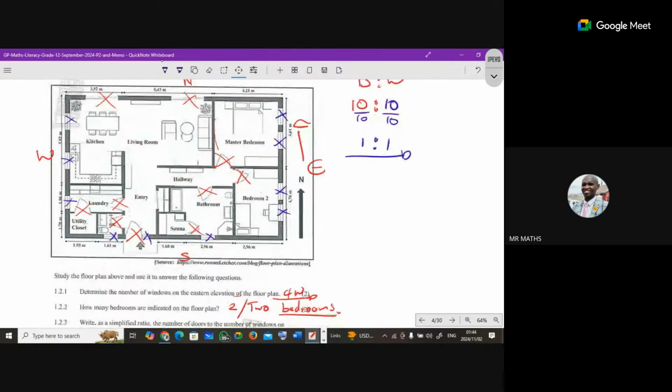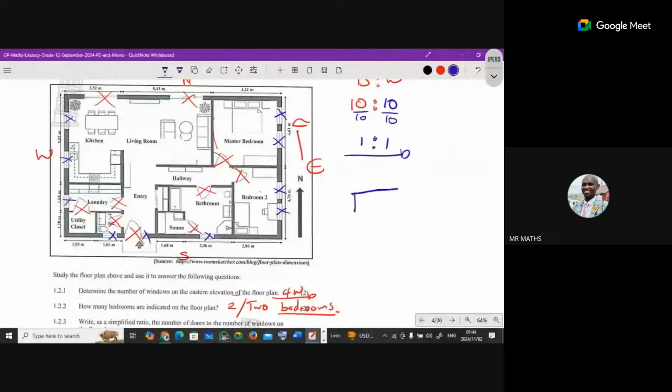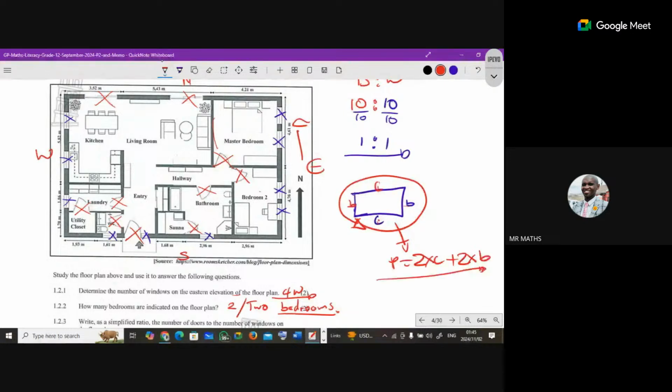So now, perimeter, we are saying that if you are having a shape, you can have a rectangle shape, you have the length, you have the breadth. We normally say that the perimeter is the length around the shape. This side is equal to this, so there are 2 lengths and 2 breadths. That's why for a rectangle, your perimeter will be 2 times length plus 2 times breadth.